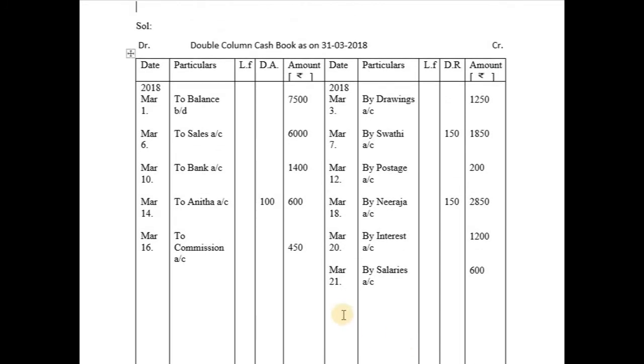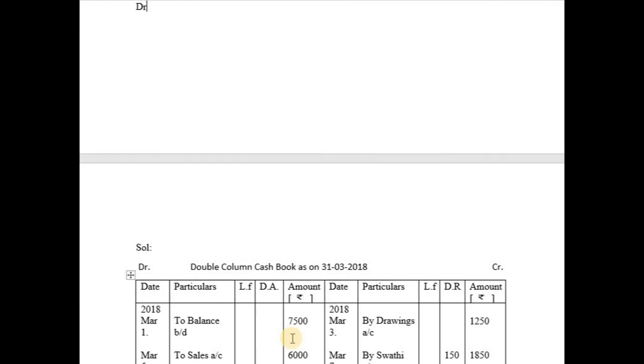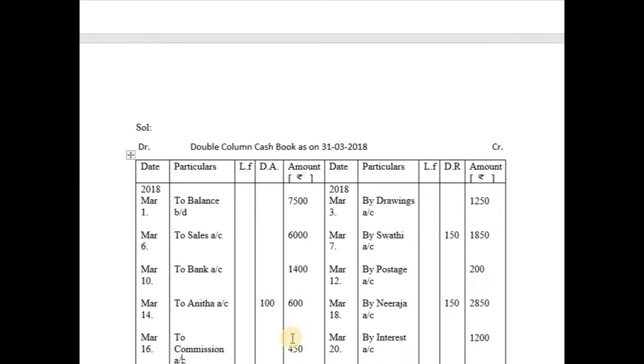So the total on debit side of cash book is 1400 plus 600, 2000, 2000 plus 6000, 8000, 8000 plus 7000, 15,000, 15,000 plus 500, 15,500 plus 450, 15,950. So the total on debit side of cash book is 15,950. So just as a part of working notes, you will be writing the total as total on debit side is 15,950.